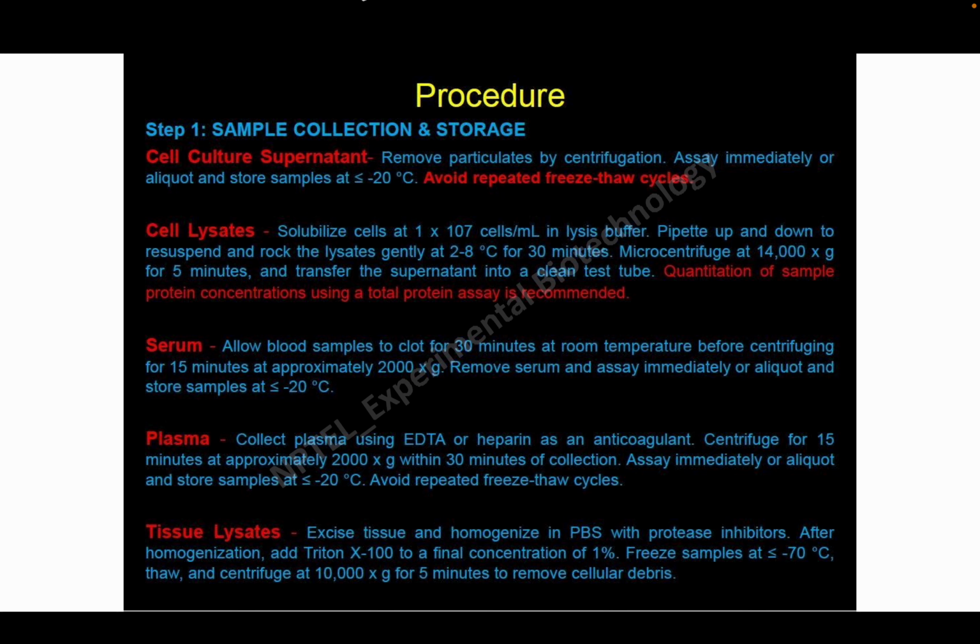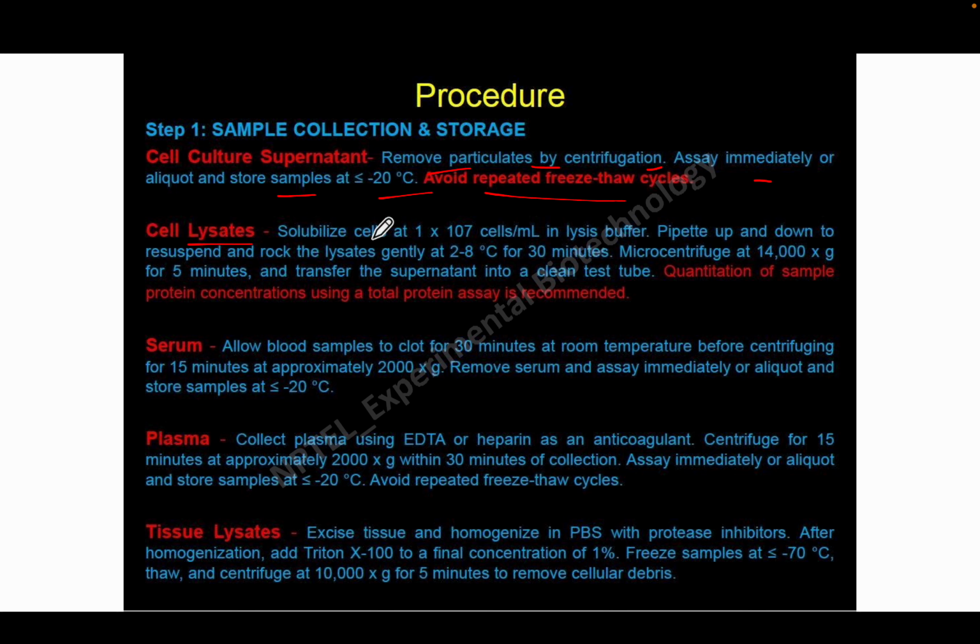Next is sample collection and storage. At first you take the cell culture supernatant and remove particulates by centrifugation. Assay immediately or aliquot and store. You can do the cytokine array assay immediately, or you can store the sample at -20 for future use. You should avoid repeated freeze-thaw cycles because those proteins might get degraded.